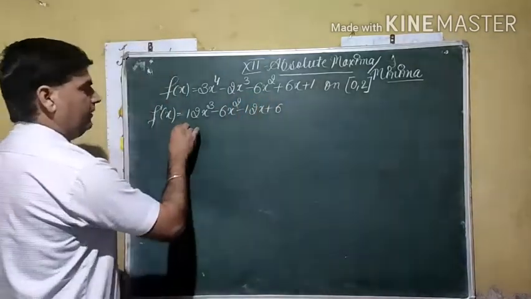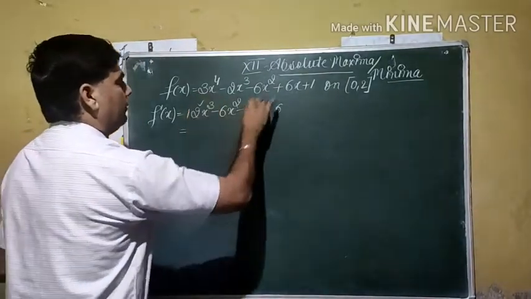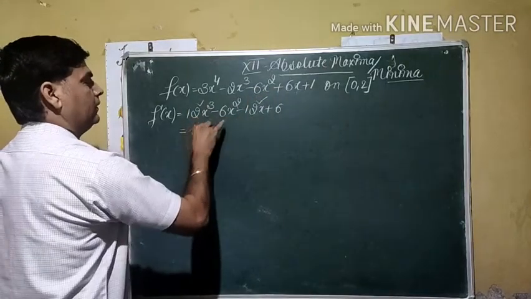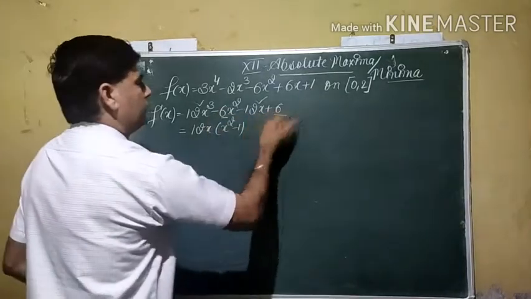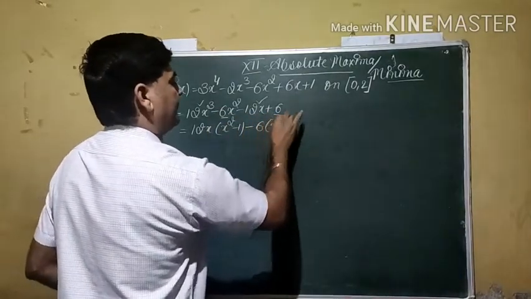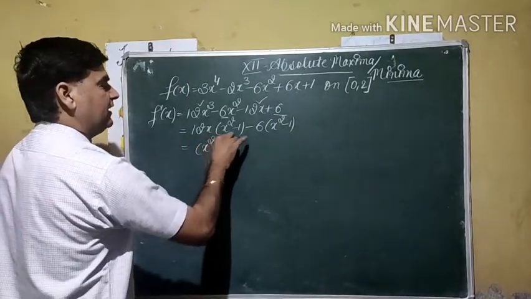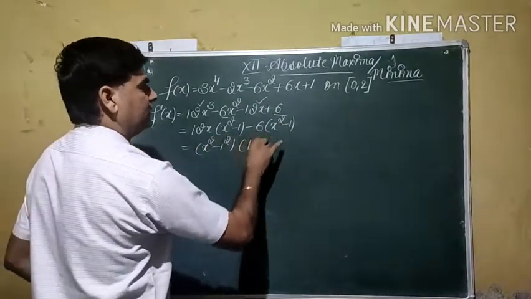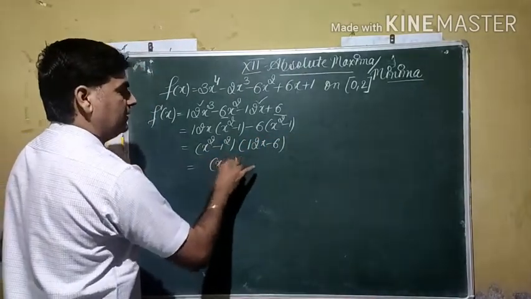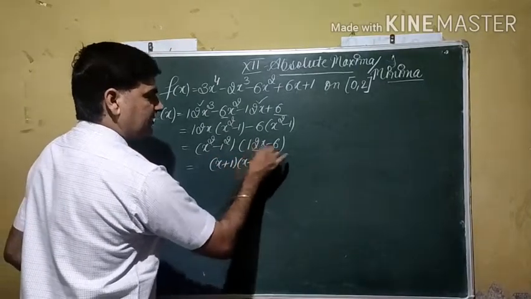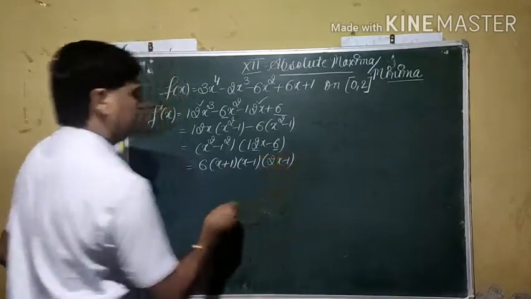Here we can factorize by making pairs. From the first two terms, 12x is common, so we get x squared minus 1. From the other two, we take minus 6 common, leaving x squared minus 1. So x squared minus 1 is common, and the balance is 12x minus 6. x squared minus 1 is like a squared minus b squared, which is a plus b times a minus b. Also, 6 is common from the bracket, and we get 2x minus 1. This is our first step.